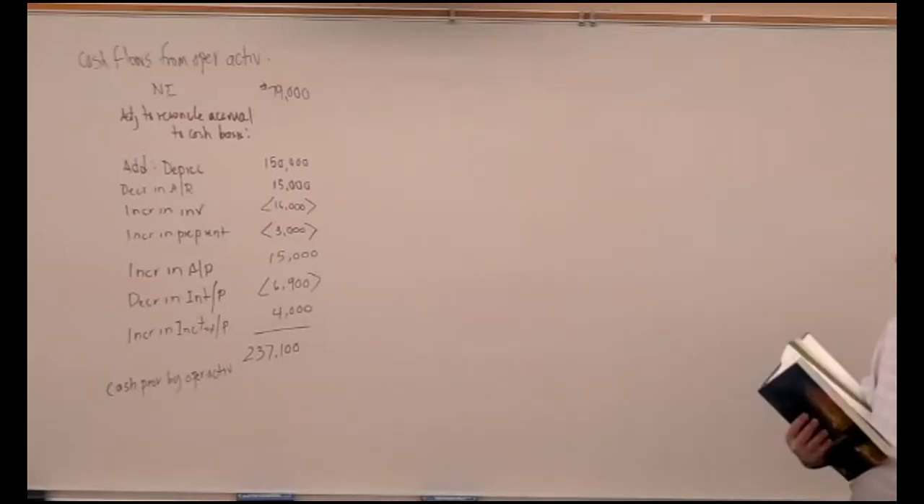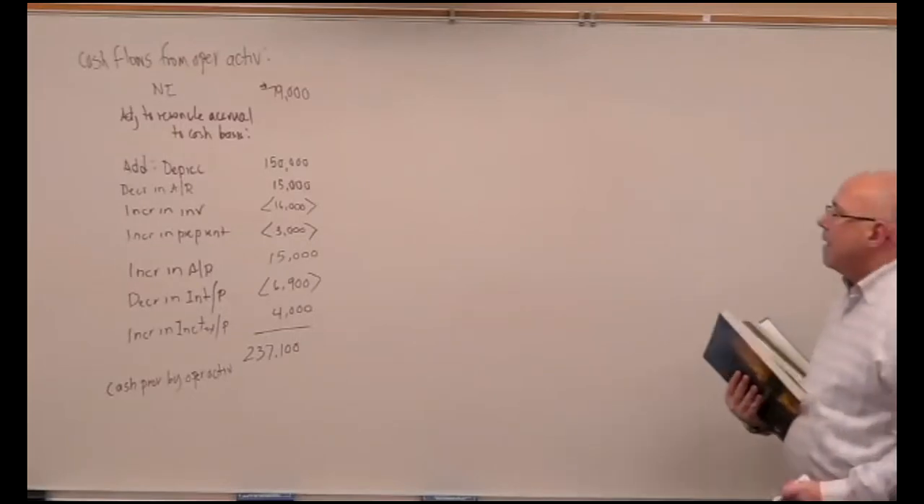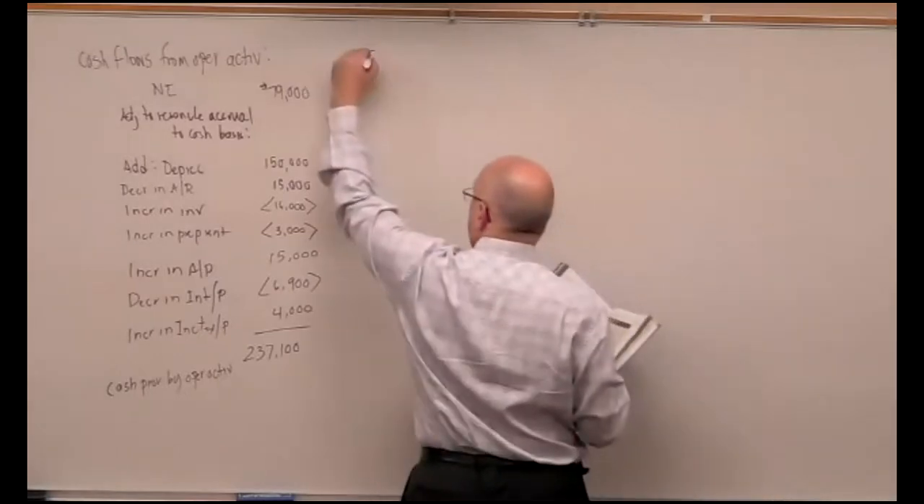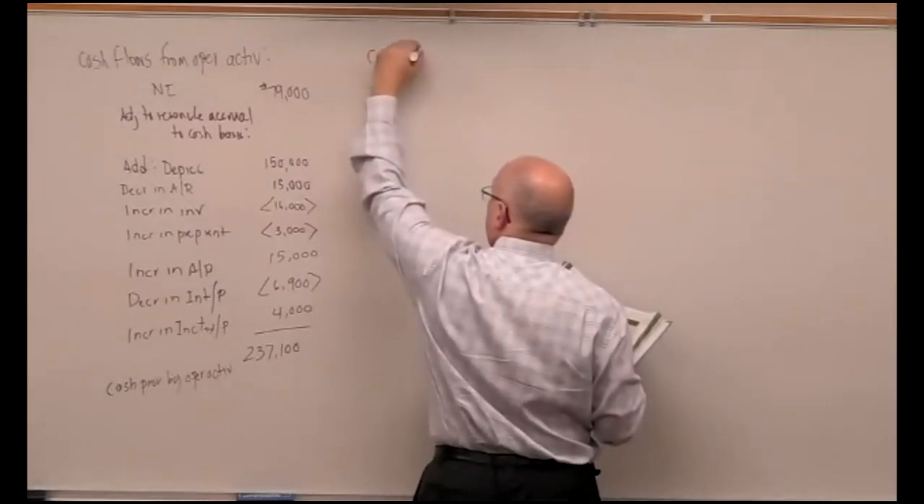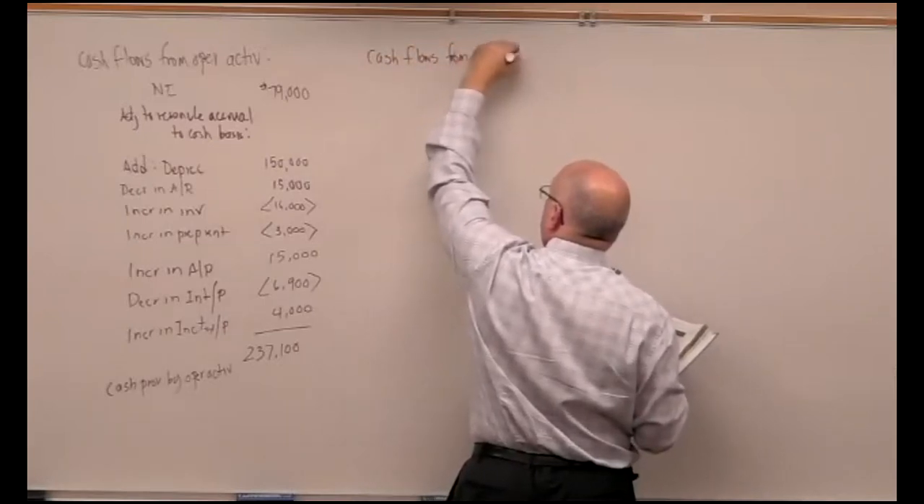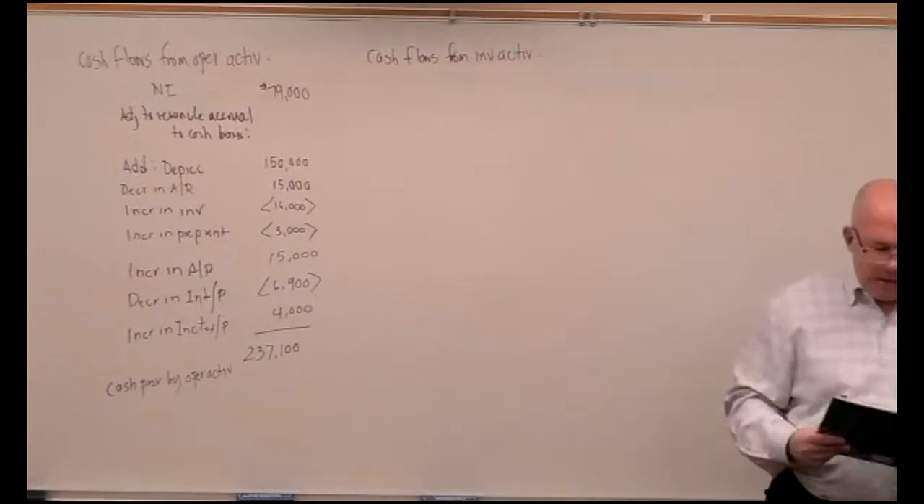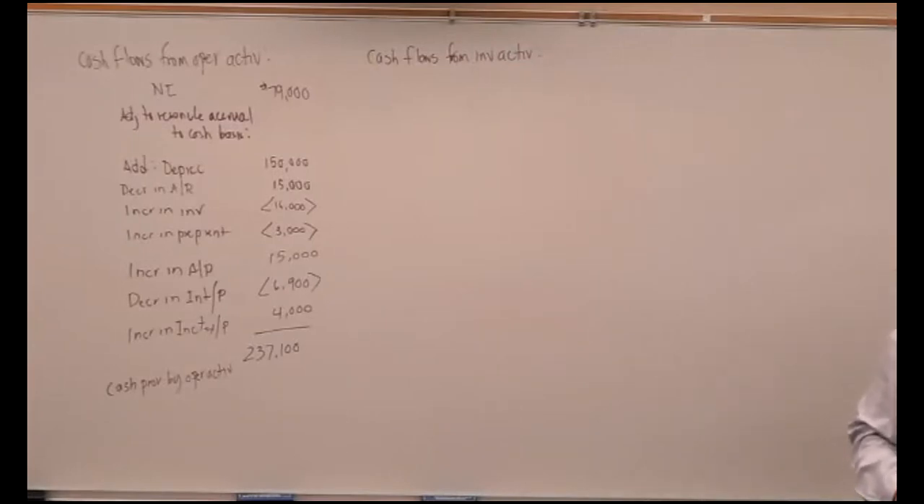So any questions about the operating activity section? Then we have cash flows from investing activities. And where are we going to look for investing activities? Question number 10, item 2, since we bought $110,000. Okay. If we didn't have note 2, where would we look?